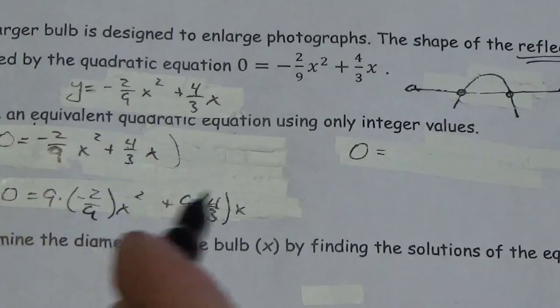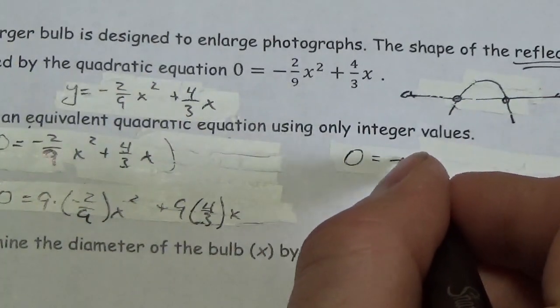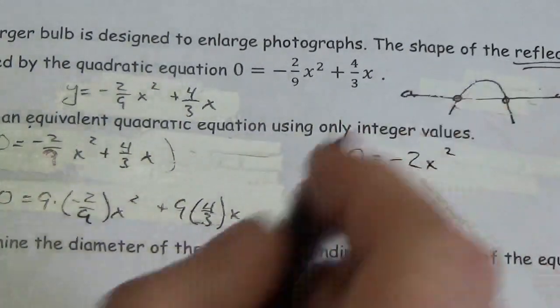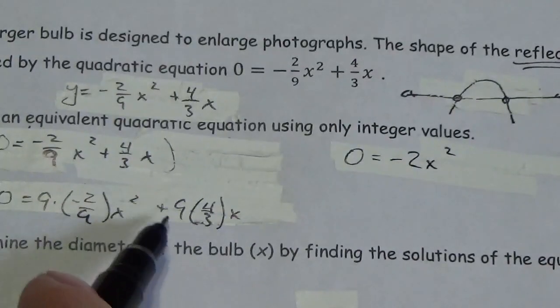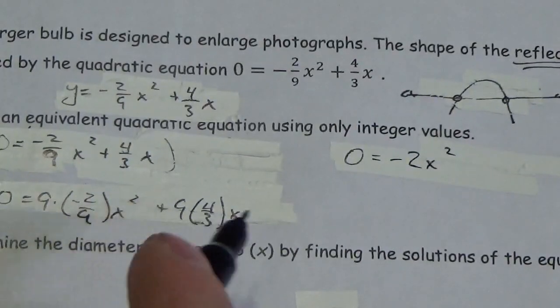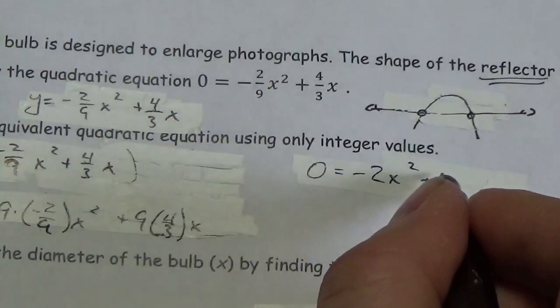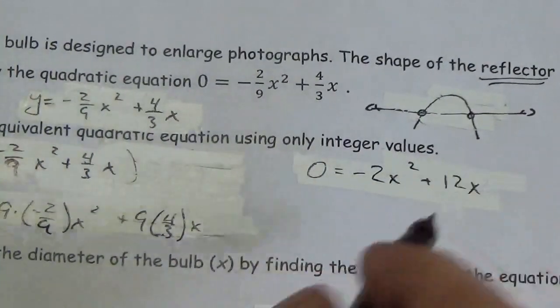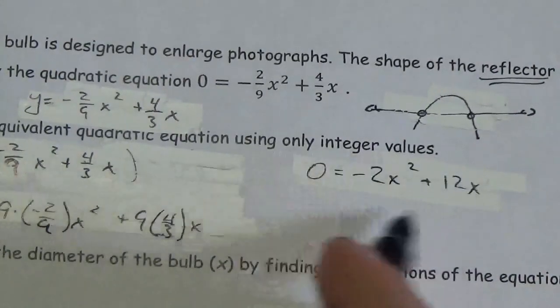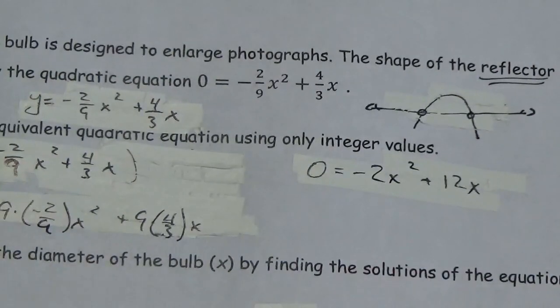9 times the negative 2/9 here, well, the 9s are going to cancel. I'll be left with negative 2x squared. And then here, only one of the factors of 3 and the 9 will cancel. The other factor of 3 will be multiplied by the 4, and so this will become plus 12x. Okay? And so this is the equation now that I'm going to solve.